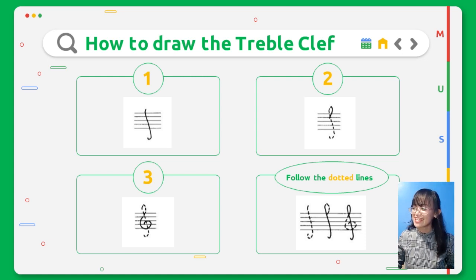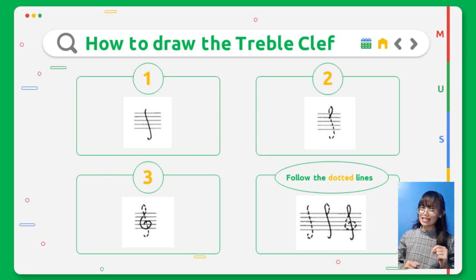So, step 1, how to draw the treble clef. First, you're going to draw the line and tail. So, kunwari na lang, nagdo-draw ako sa pencil. So, okay, here. To draw the treble clef, first draw the line and the tail. So, I'm going to start with the tail. Then, the line. Step 1. Then, step 2, add the top loop. Okay, as you can see on my screen, there, the top loop. Then, you're going to add the bottom loop.